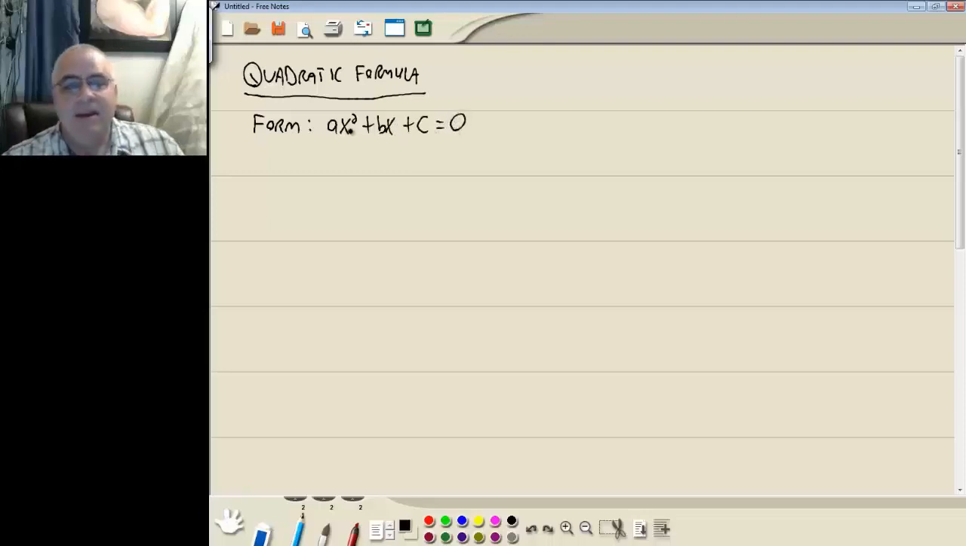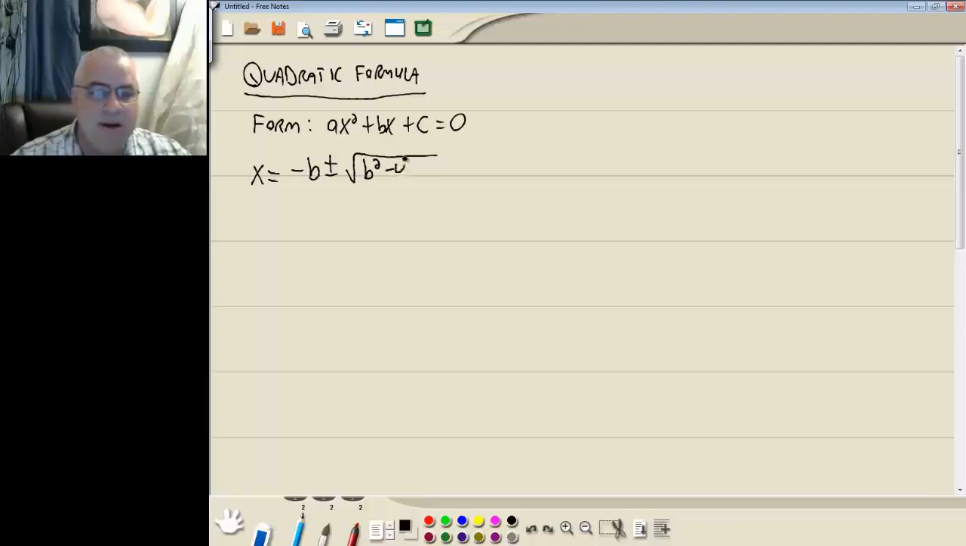Quadratic. You can have any variable, it doesn't have to be x's. A, b, and c represent numbers, typically integers, but they don't have to be integers. Now if you've got it in that form, the quadratic formula says your answer is going to be x is equal to negative b plus or minus square root of b squared minus 4ac all over 2a.